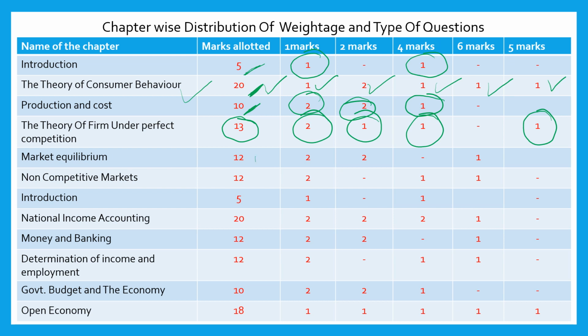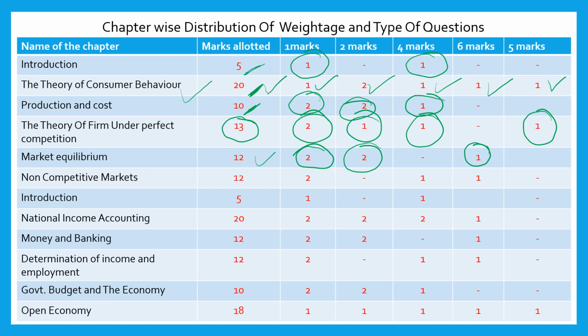Then come to market equilibrium. From this chapter, two 1 mark questions, two 2 mark questions, and one 6 mark question. Just find out how many 6 mark questions are there and prepare those 6 mark questions thoroughly. From market equilibrium, all 6 mark questions are very easy. Focus and prepare all 6 mark questions, then easily you can get 6 marks from this chapter as they're going to take one question.